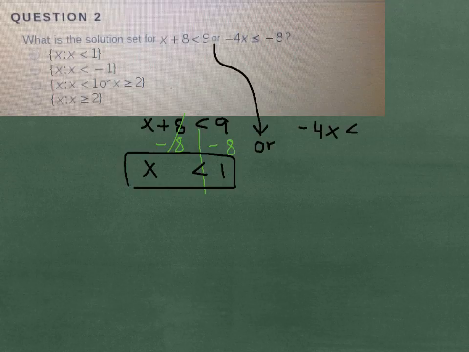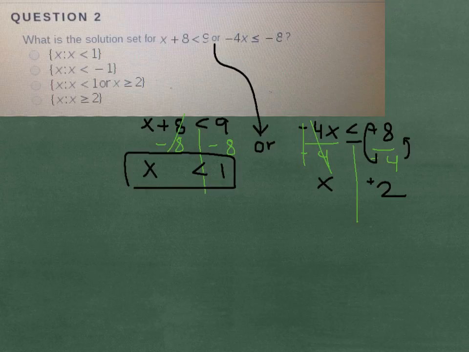-4x is less than or equal to -8. So you have to solve this one as well and get the x by itself. Who's bothering the x on this one? The -4 is. It's really close to the x. That means it's being multiplied. How do you get rid of a -4 that's being multiplied? Well, you have to divide by a -4. And whatever you do to one side, you do to the other side. So x, and then 4 goes into 8 twice. A negative divided by a negative is a positive.